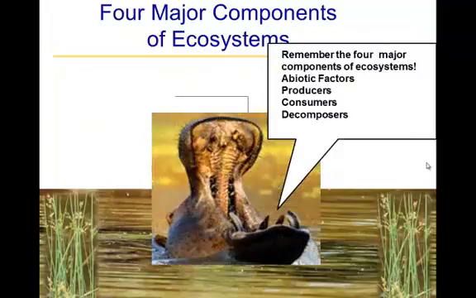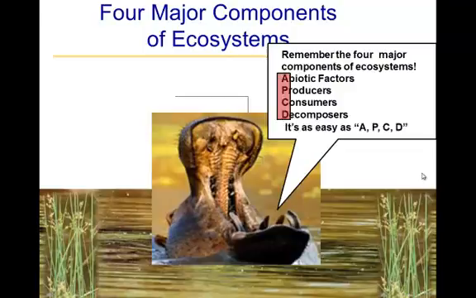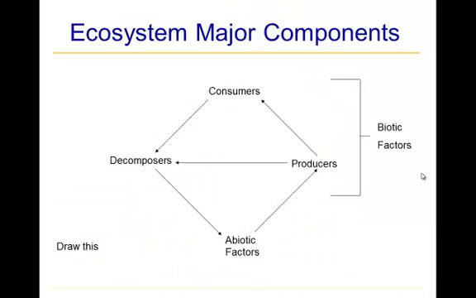Now, remember the four components of ecosystems, and it is as easy as A, P, C, D. A for abiotic factors, P for producers, C for consumers, D for decomposers. So do make it a point to remember that.